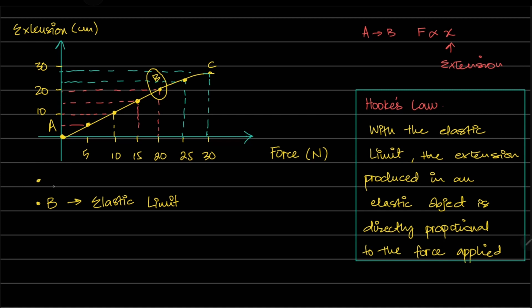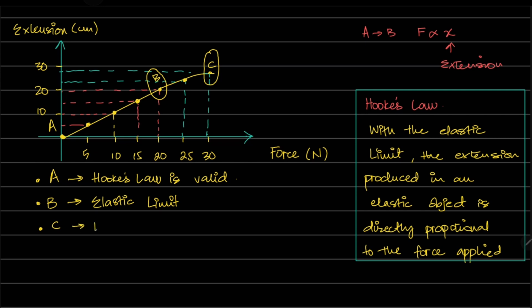And let's write down A, B and C over here as well. So A to B is where Hooke's law is valid. B is the elastic limit, and C over here is what we call your breaking point.